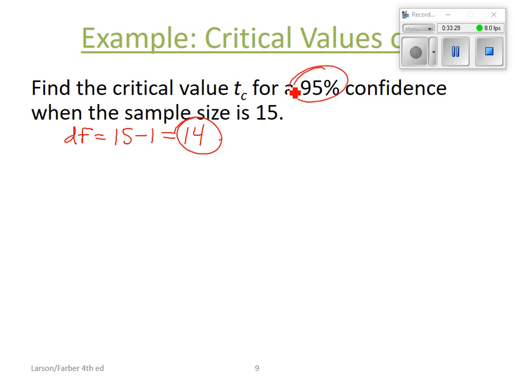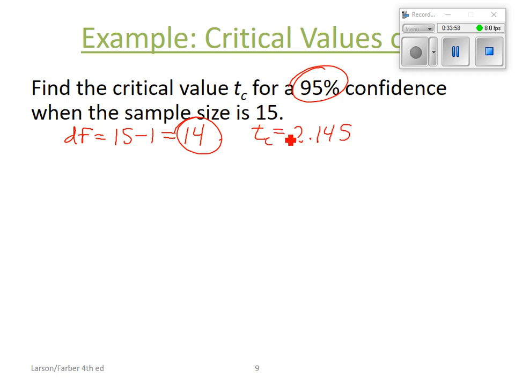Notice the top row, don't look at the 1 tail, 2 tail stuff. That comes later on in the year. The top row just says level of confidence. That's what we're looking at. So we go over to 95%. I think that's that row right there, isn't it? Yeah, 2.145. And we go down to 14, and it's 2.145. That's our critical value.